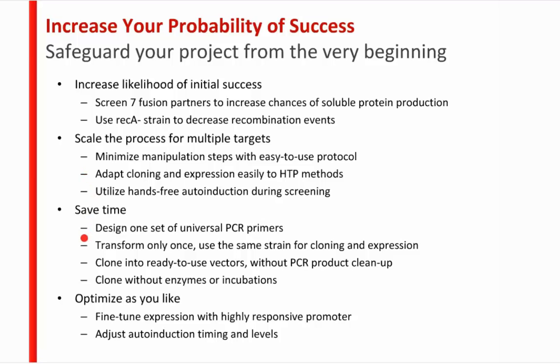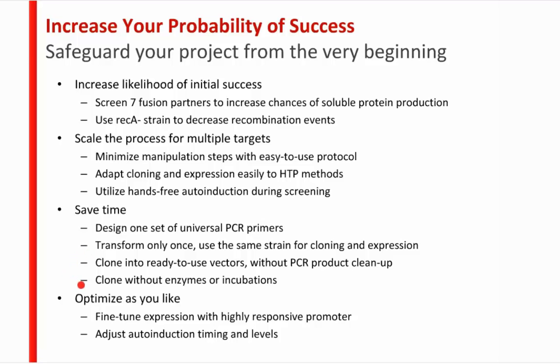The system is also designed to save you time. So you design one set of PCR primers, and they're universal primers for your target. And you can use that amplicon to clone your gene into all those 7 vectors and test all those tags. And since the same strain is used for cloning and expression, it saves you that day and night incubation where normally you would need to transfer the expression clone from the cloning strain into the expression strain. So you can use the vectors for cloning right out of the box. They're pre-processed and ready to clone.